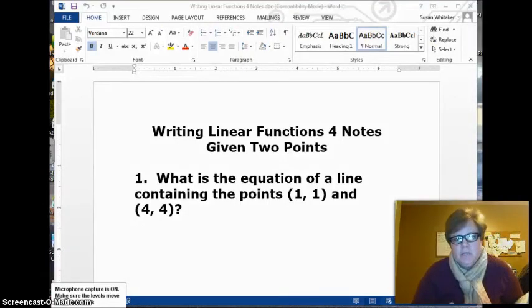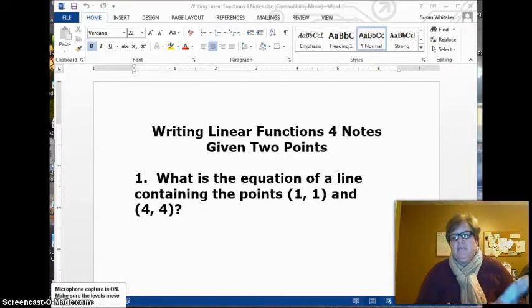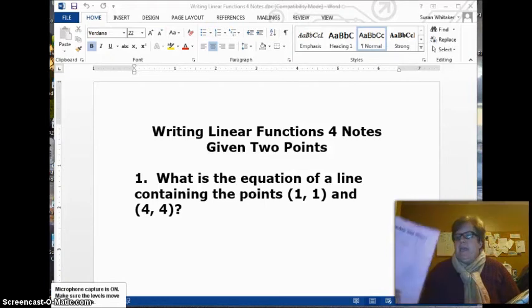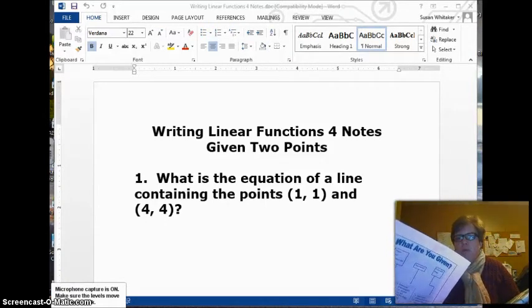Alright, so today's video is about writing linear functions given 2 points. And this will be our writing linear functions 4 notes. Okay, so hopefully you've kept up with your interactive notebook page. And I'm consulting the side that says, what are you given?